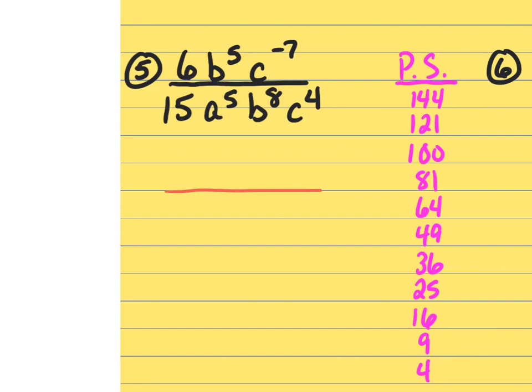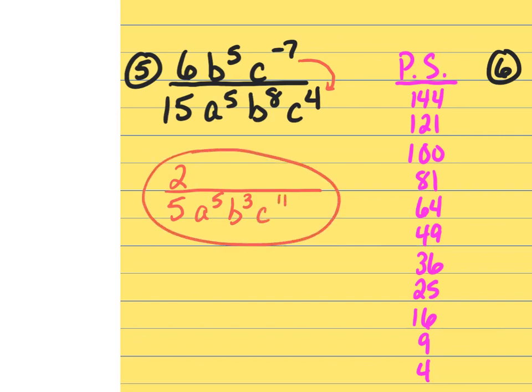Number 5, the coefficient 6 over 15. I'm going to reduce that first, and 3 goes into both of them. 3 goes into 6 twice, and it goes into 15 5 times. Then I'm going to look at the variable a. Since there's 5 of them on the bottom, there's nothing to join it or cancel it out, so I'm going to bring those 5 a's down. The b's, there's 5 up top and there's 8 in the bottom. That means when they cancel each other out, I have 3 of them left in the bottom. The c's, these 7 go to the bottom and join, and it goes from 4 of them down there to 11. And this is my answer.